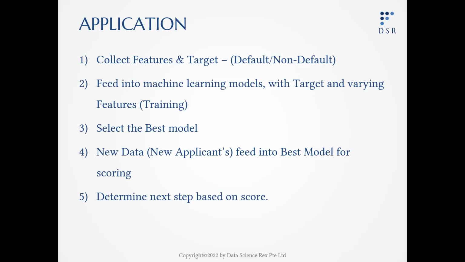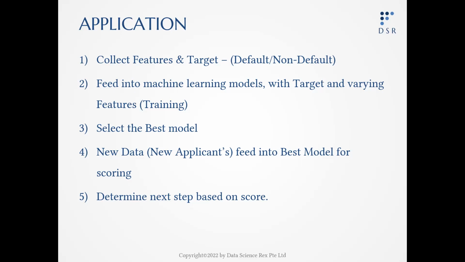Now, how about supervised learning in the application world? So first thing, we will have to prepare the labeled data, which is collecting the features and the target. So in this particular example, the target will be whether the customer has default or not default. Now, with the features and the target, we will fit many different types of machine learning models with the target and varying features. This phase is known as model training.